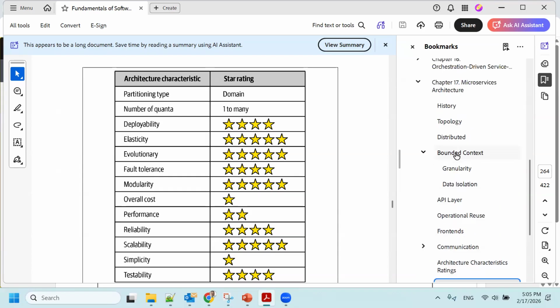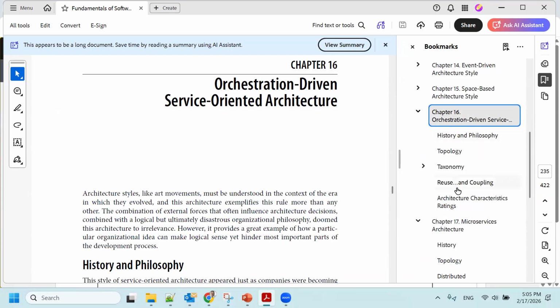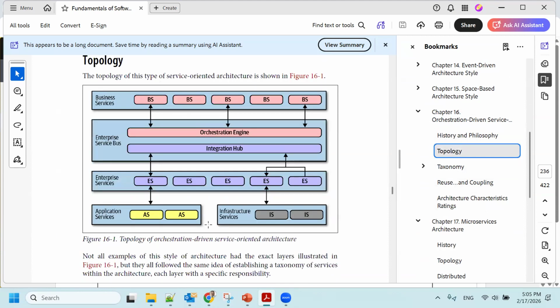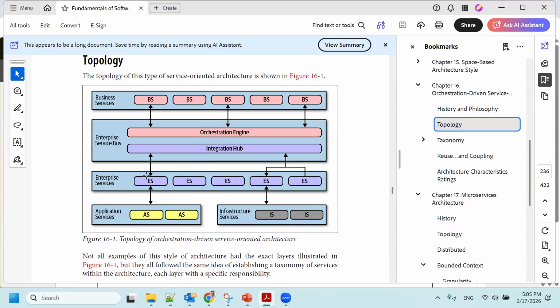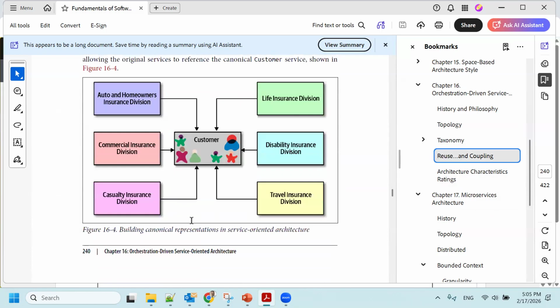And I would do the same for the service-oriented architectural style. I will go here, topology. If I ask you a question, I will provide you the topology. And then I may ask you a question like, okay, what is this enterprise service? So you should know what enterprise service is. And I could ask you, what is the context in which service-oriented architecture was developed? We discussed that also a lot. And then reuse and coupling. I can ask you that.